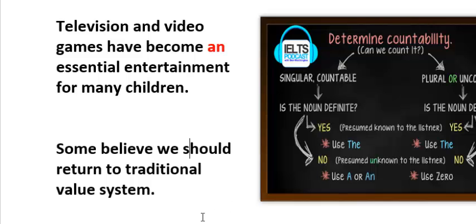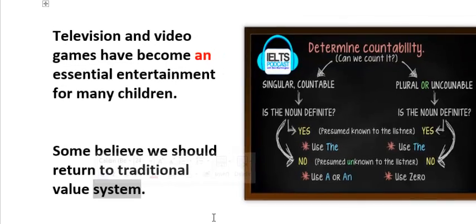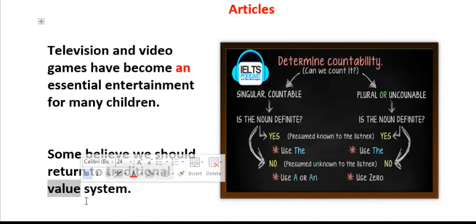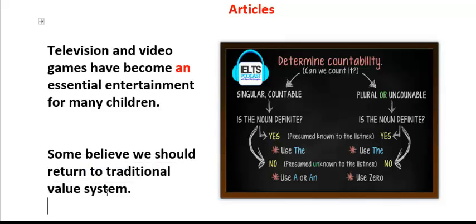Let's take a look at the one below. Some believe we should return to traditional value system. Now hopefully you can see there's a problem with this noun here, system. If we follow the diagram, this is a countable noun. In this case it's singular, and in this case it's one of many systems, which is what a and an mean. So here again we need to insert a. Now, traditional and value are both modifying system, acting as adjectives, so we need to insert it before those adjectives.